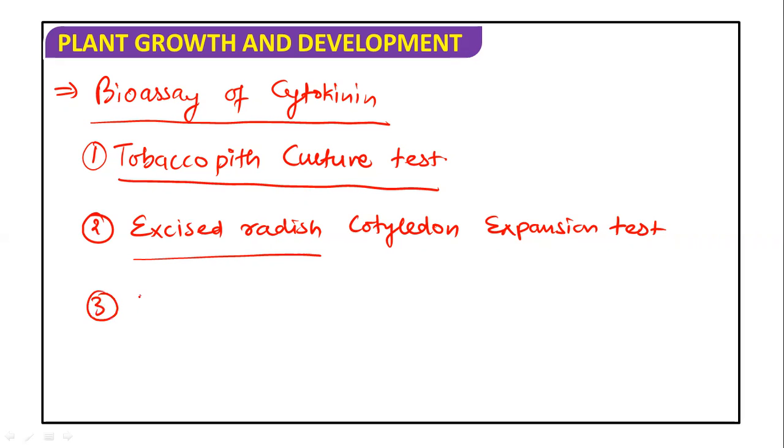And third is the retardation of leaf senescence. So these are some of the important bioassays of cytokinin.